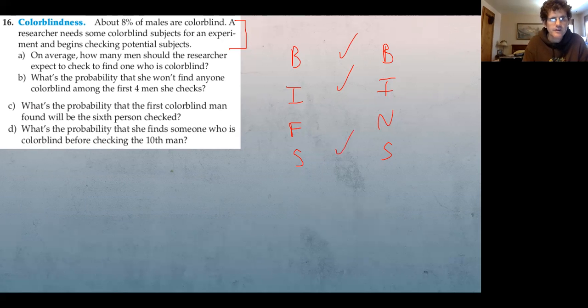Now if we start looking at these questions, notice that I'm seeing the first colorblind man that she finds. This last question doesn't say first, but basically what's the probability that she finds someone before the 10th? Well, the first one would be before the 10th, so that one is as well. So we're really looking at a situation where we're looking for the first success, and we don't have a set number of trials.